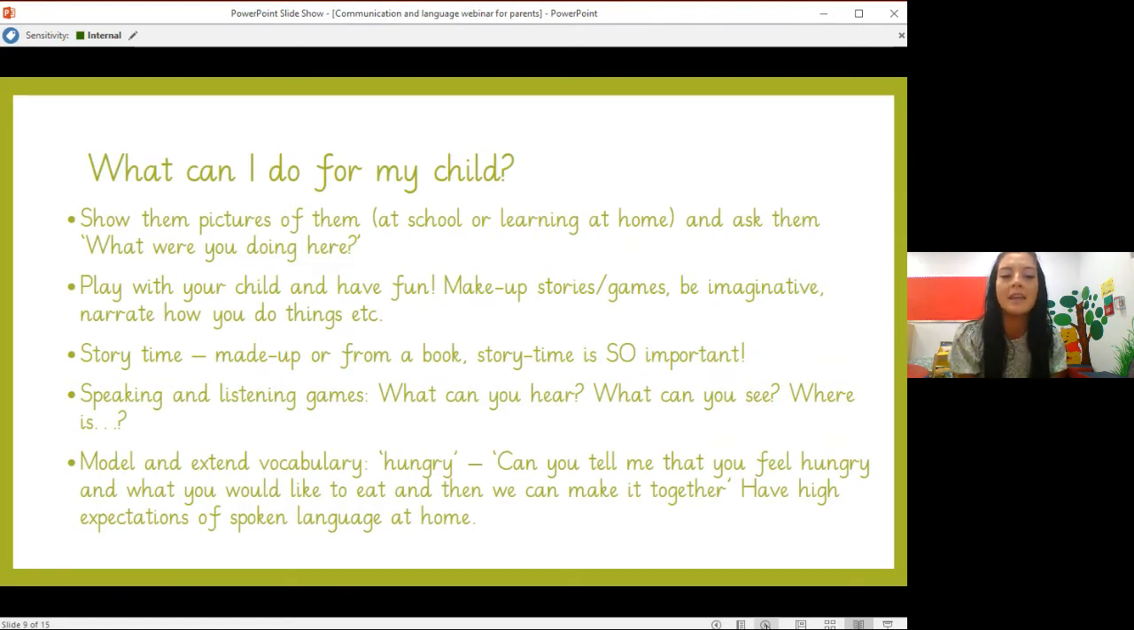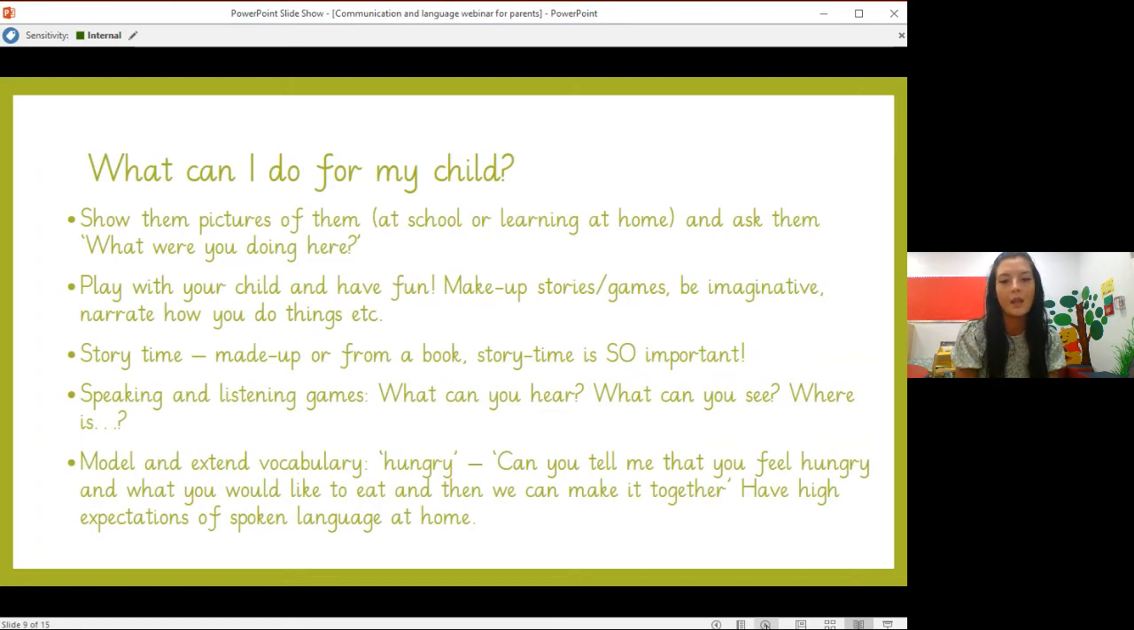The next point says to play with your child and have fun. Although this might sound really obvious, it's really important that you play with your child at home and you're silly with them. You can make up stories, you can make up games, you can be imaginative, you can narrate how you do things. All of these things, as long as you're talking and describing what's happening, then your child is picking up on all of this language and they're making sense of the language. And then they're more likely to use it when they're playing at home and in school as well.